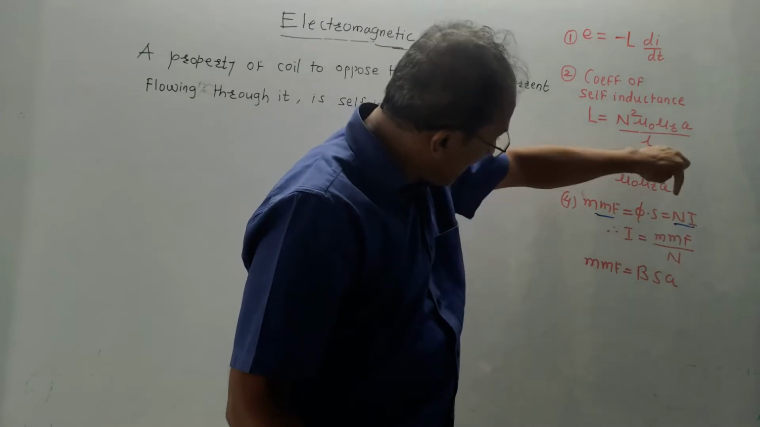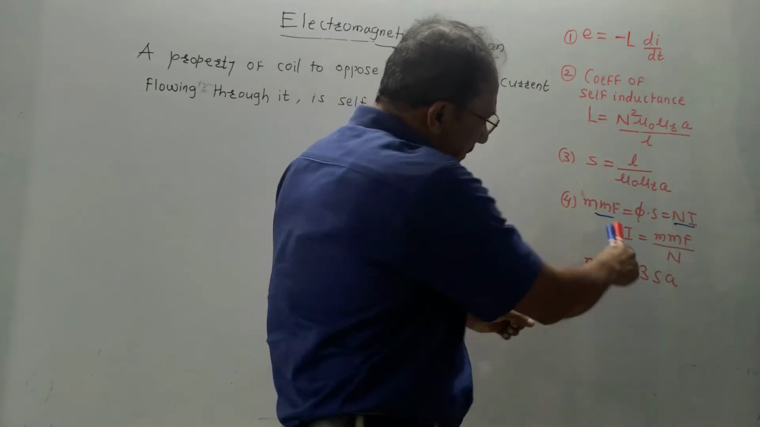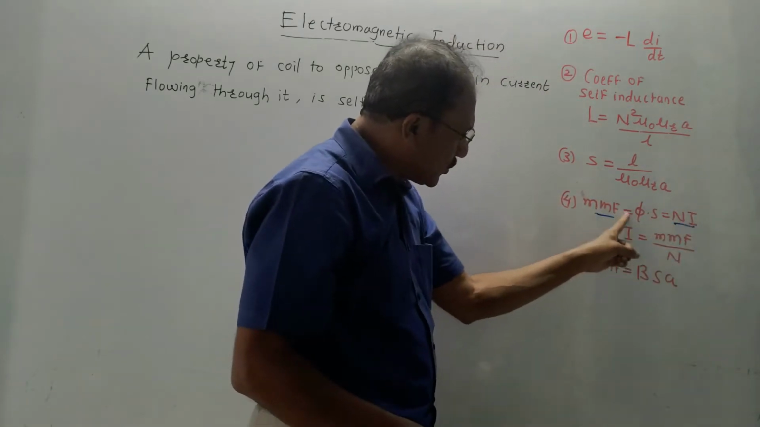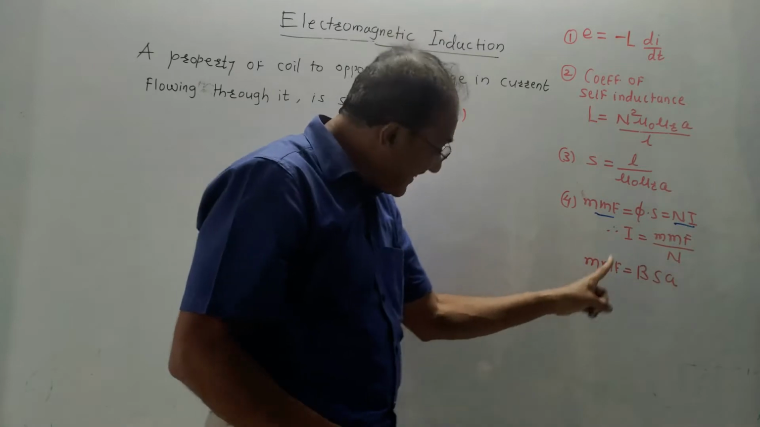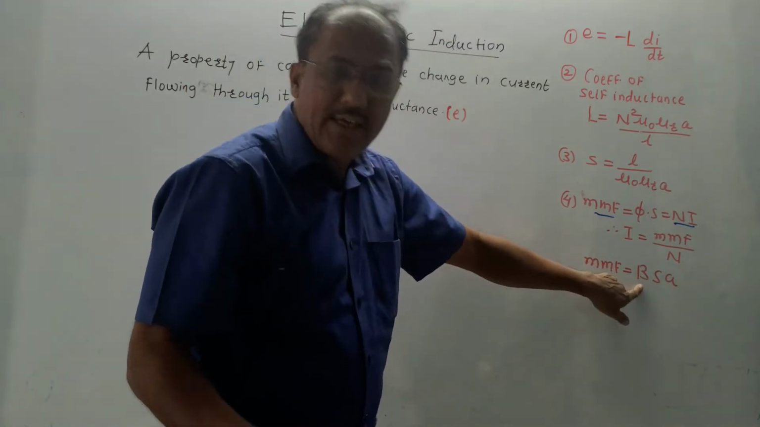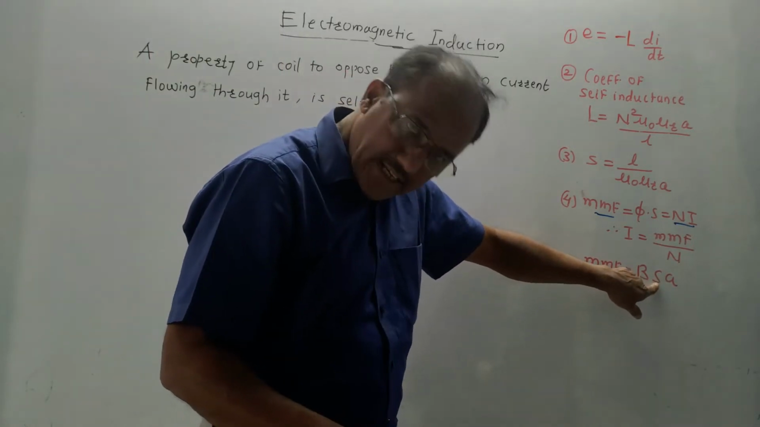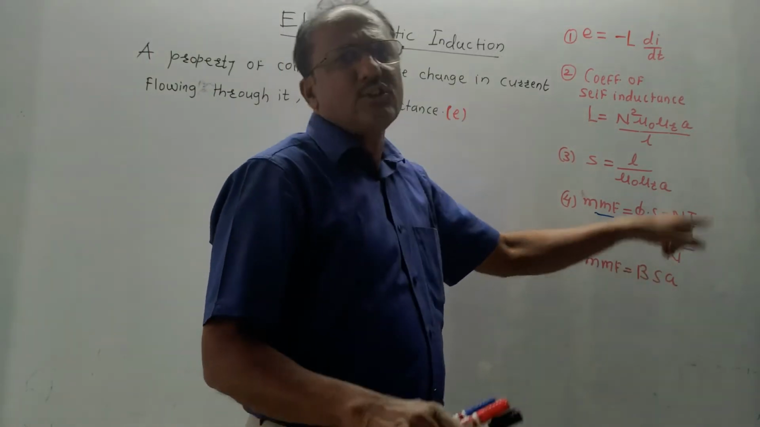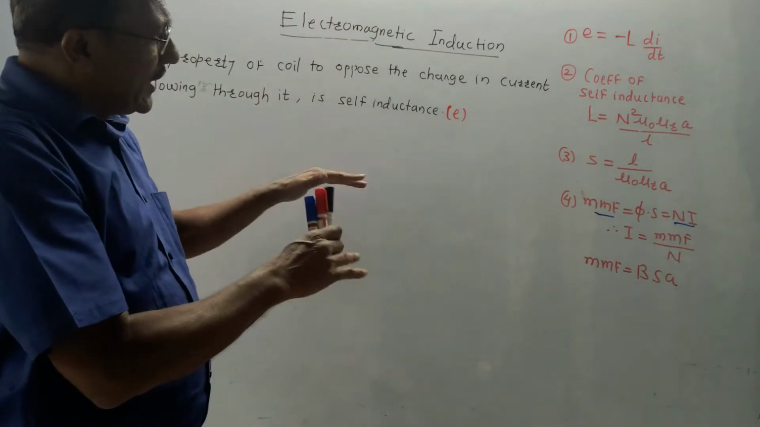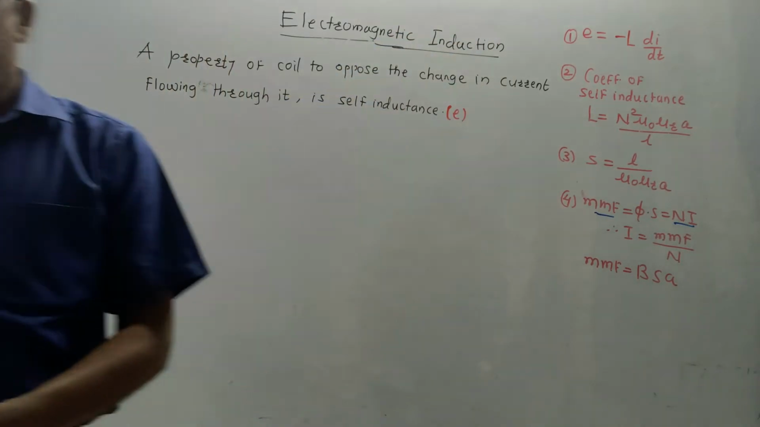One more equation we have, MMF is N into I. I is current, N is number of turns. From these two equations I can well write I is equal to MMF upon N. And the last formula which is required is MMF is B, magnetic flux density, into S, reluctance, into A, cross-sectional area. Let us solve a few numericals so that you will come to know how to make use of these formulas.